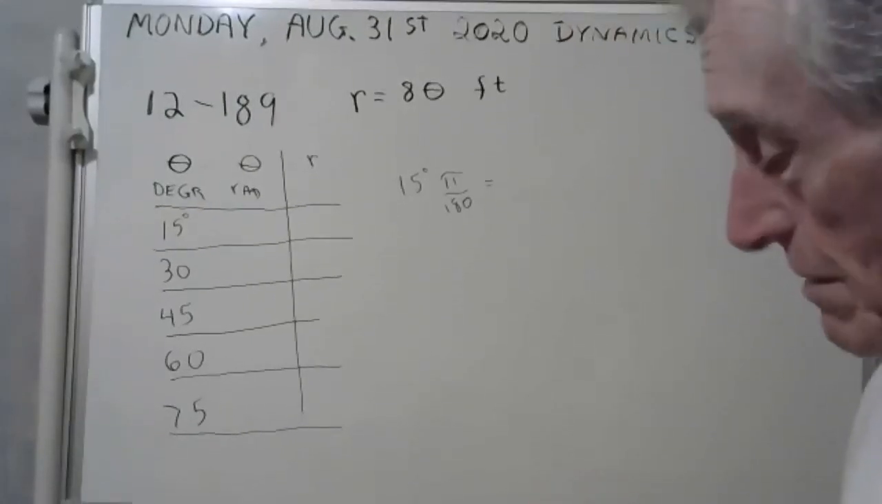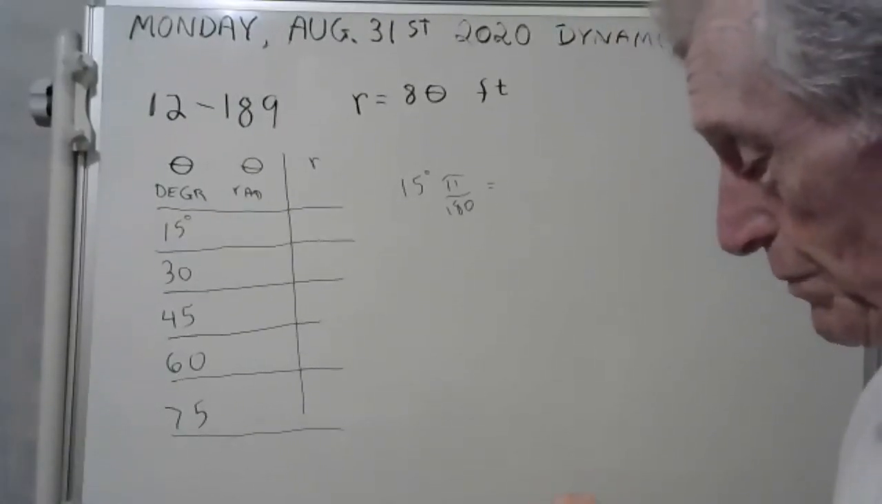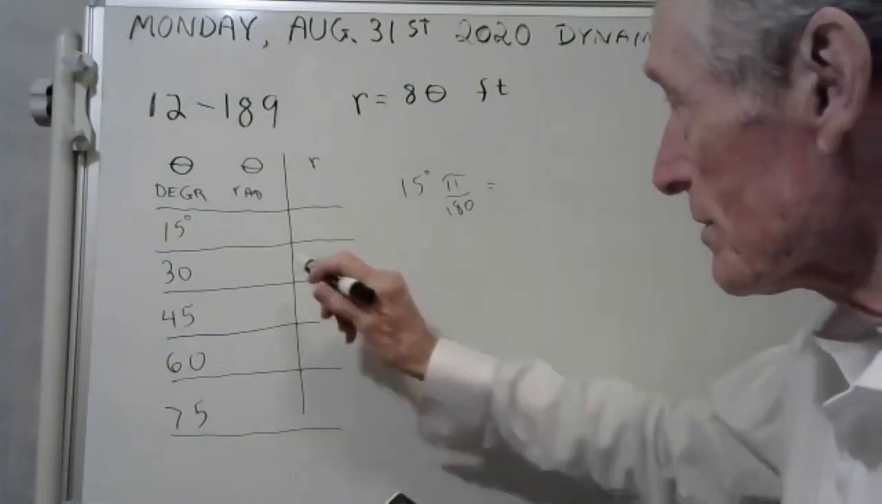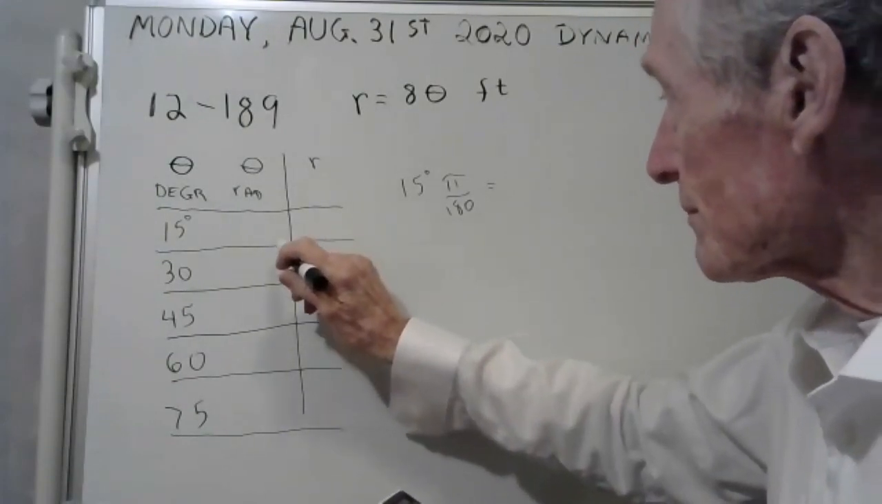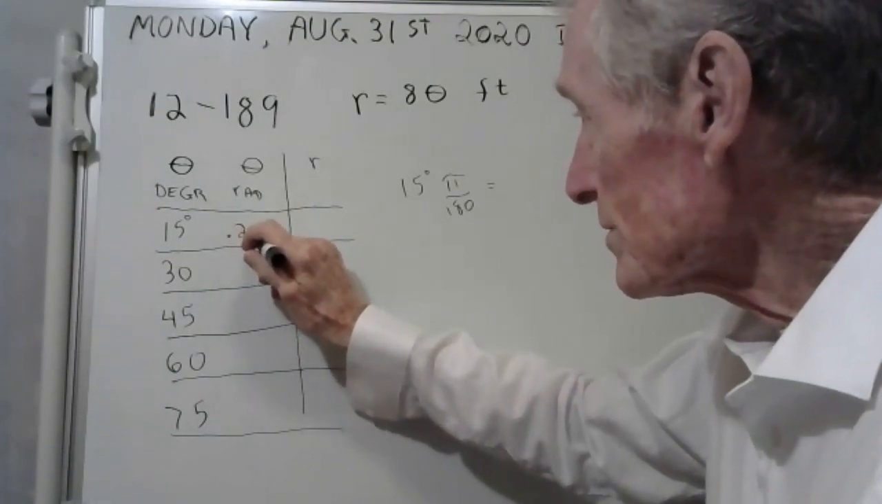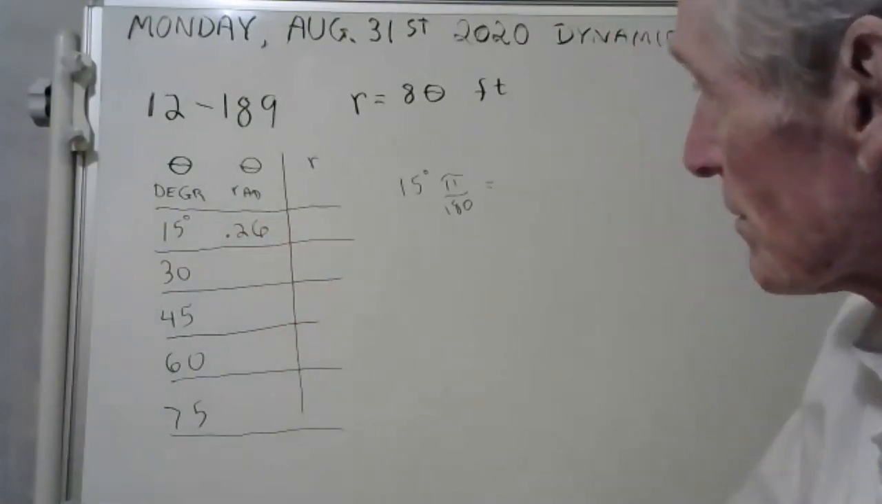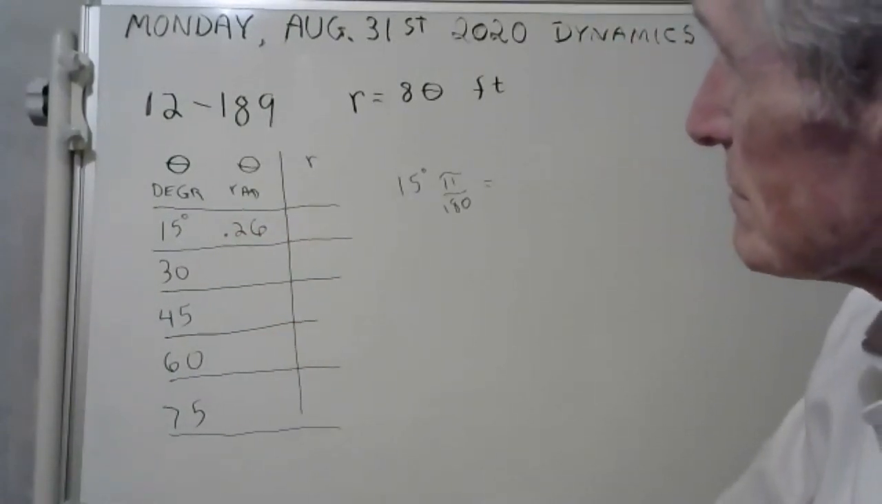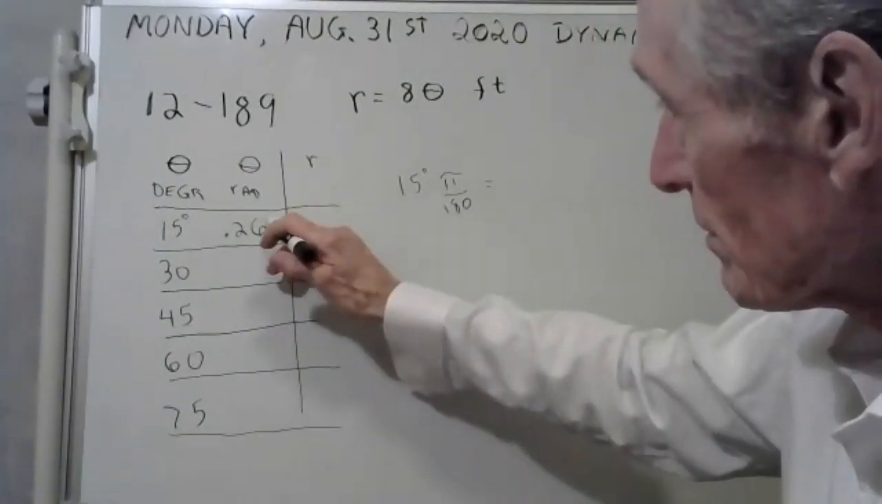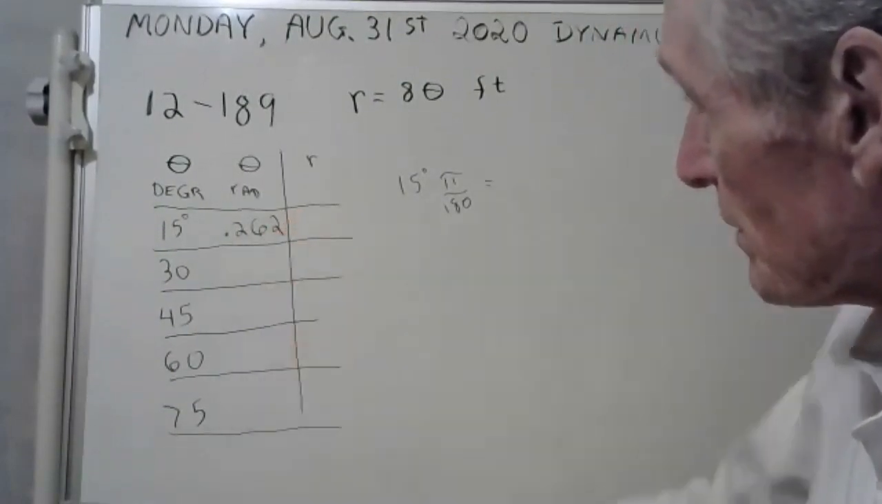Okay. 15 times pi divided by 180. Did you get 0.26 radians? What do you think? Think I might have done that right? 0.26, you could round it off to 0.26 or something like that.